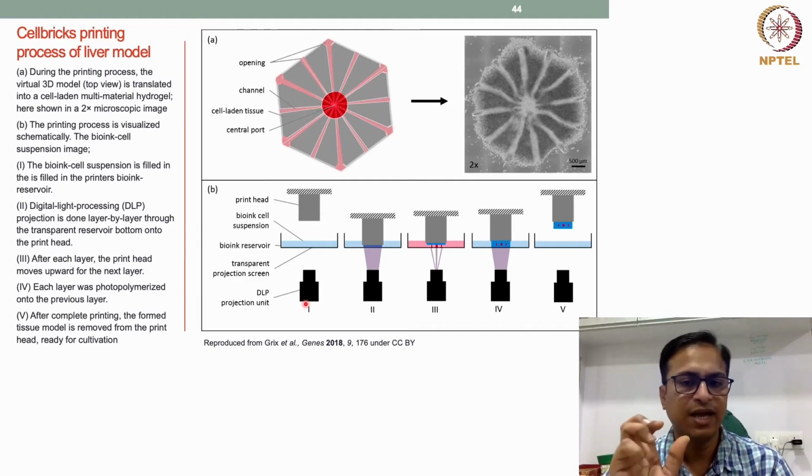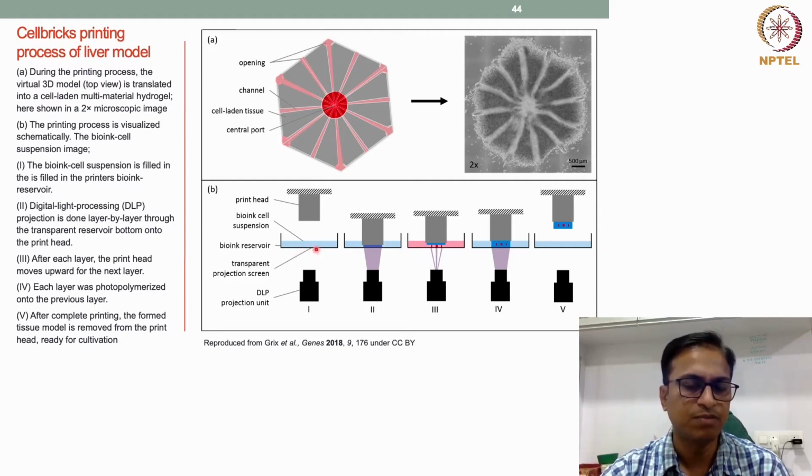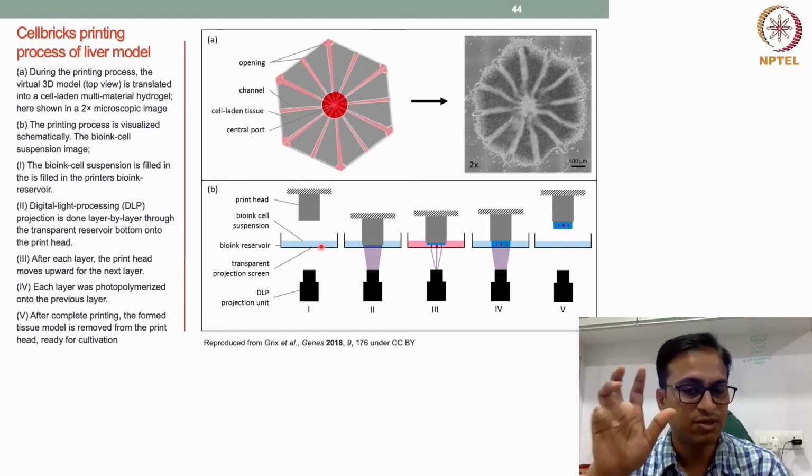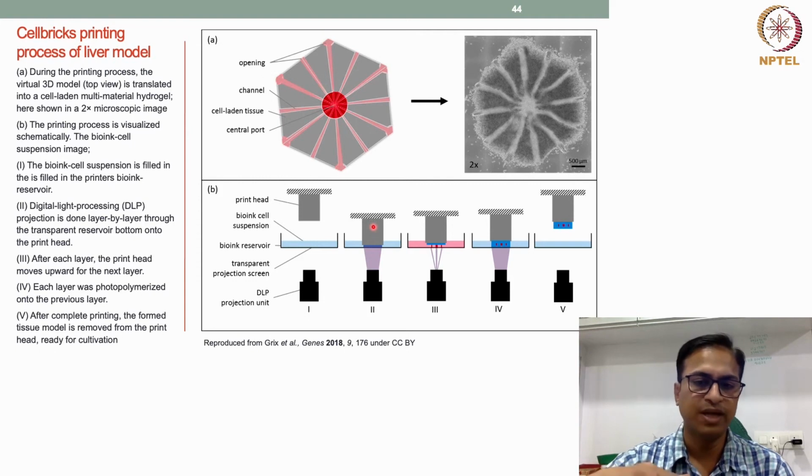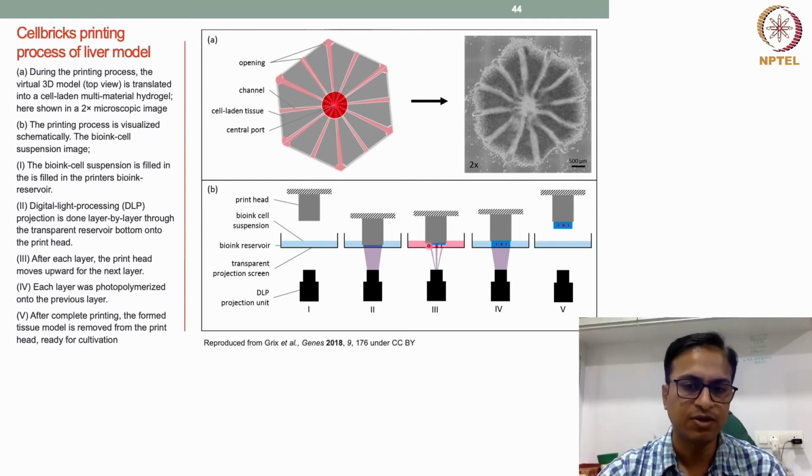one whole layer at a time. When the whole layer is projected, the printhead is first lowered, leaving a very fine gap between the printhead and the bottom of the reservoir, and the DLP unit is turned on. It projects the light in the design shape of that particular layer, and the layer is solidified. After the first layer is done, the printhead moves up by another layer, so there is another fine gap.